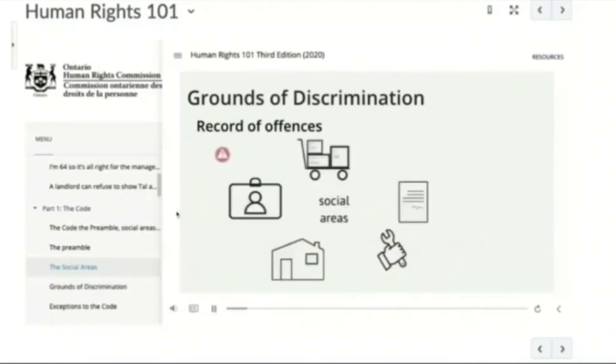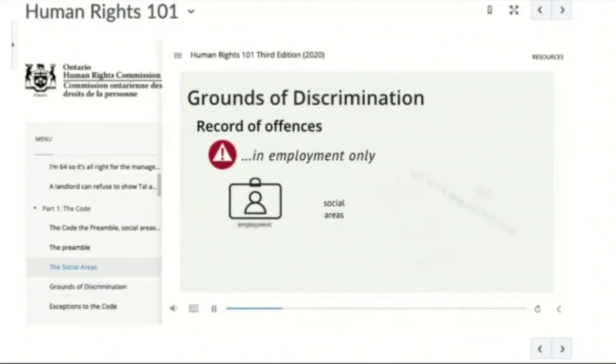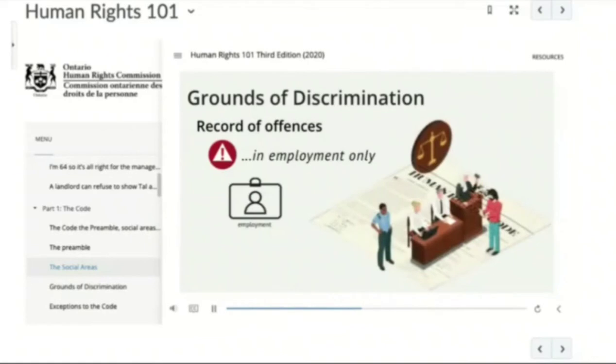Record of offenses applies to employment only. Code protections apply if you have been convicted of a federal offense and have received a pardon, or have been convicted of a provincial offense, such as under the Highway Traffic Act.